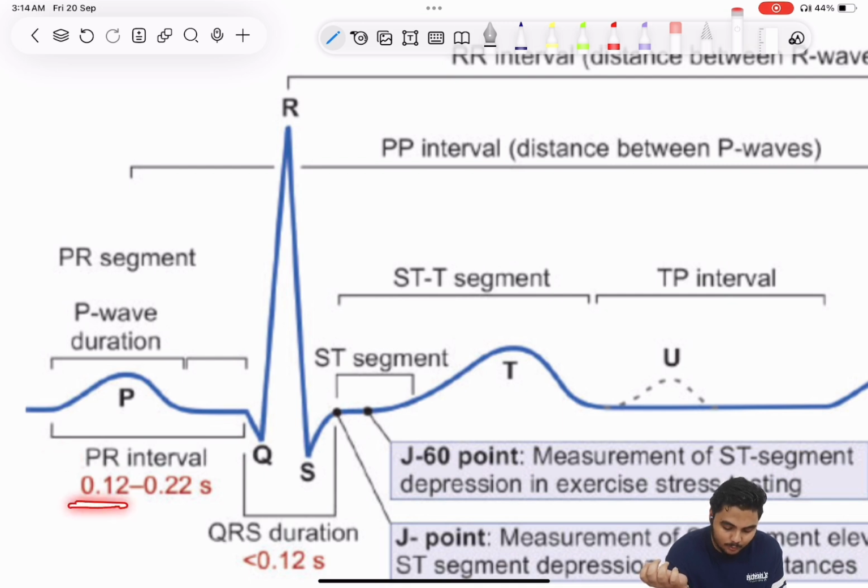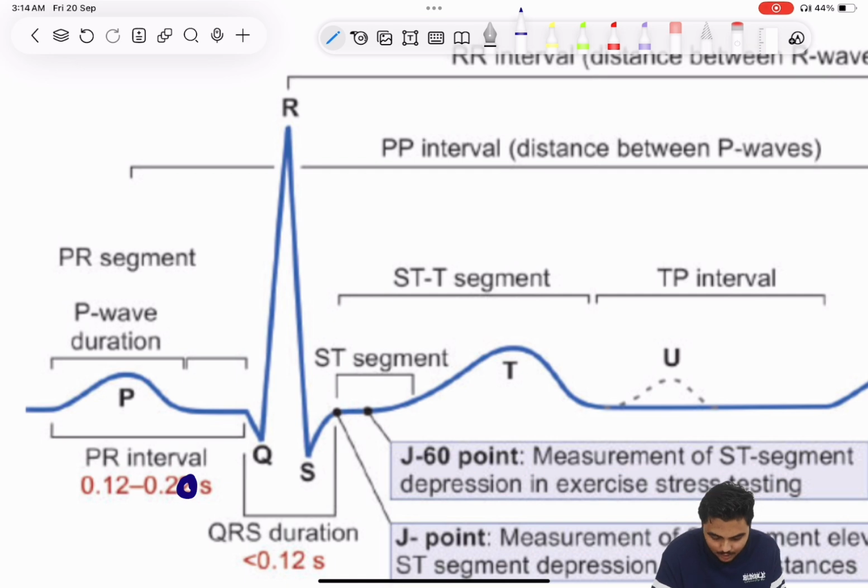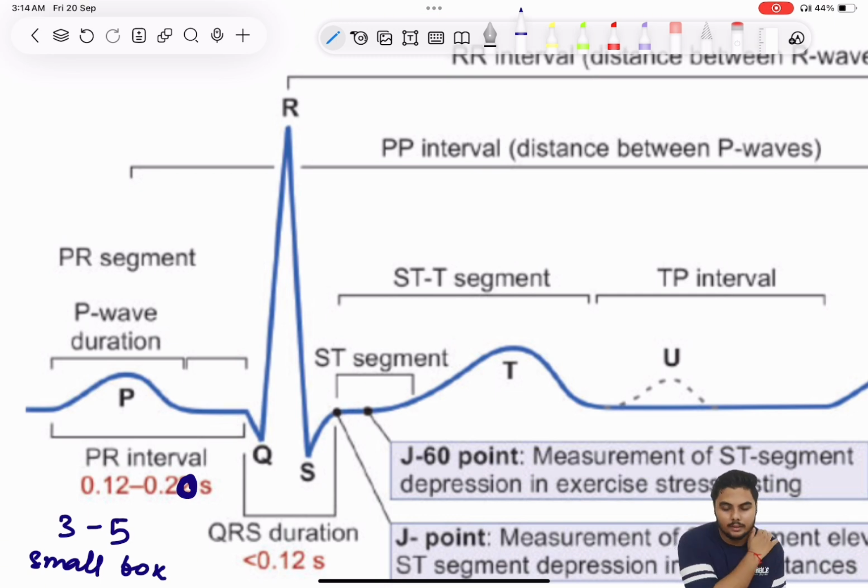PR interval is normally 0.12 to 0.2 seconds. Let me just correct this, guys. It is 0.20 seconds. So the PR interval is usually 0.12 to 0.2 seconds, which corresponds to 3 to 5 small blocks. Correct, guys?